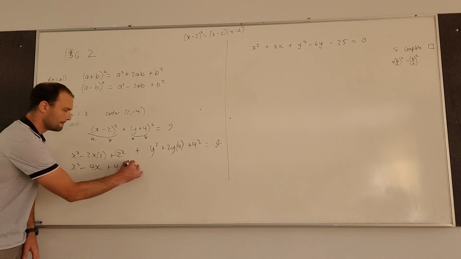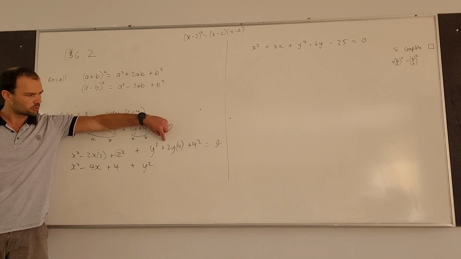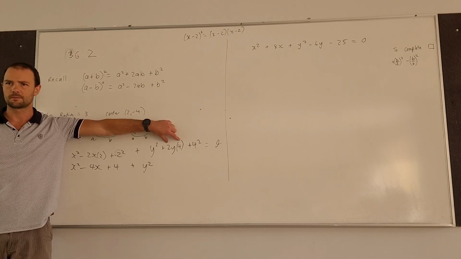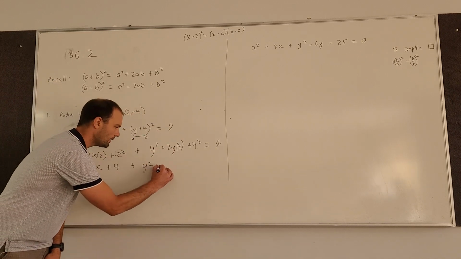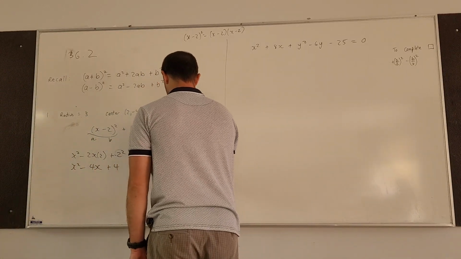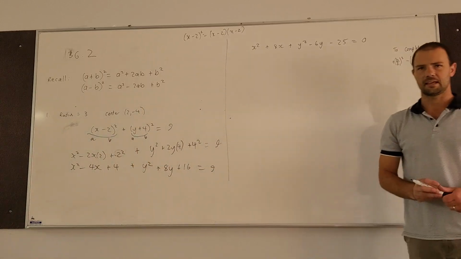All right, moving along, we're going to have y squared. We have plus 2 times y times 4. 2y times 4 is going to be 8y. And we have plus 16. All right, maintaining the equality, it's equal to 9.